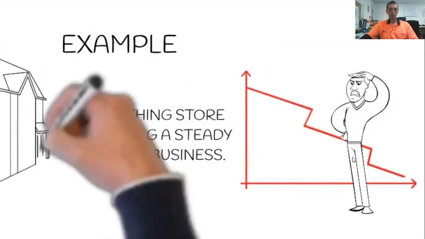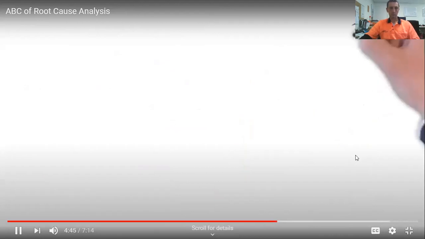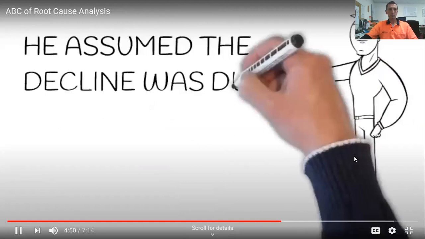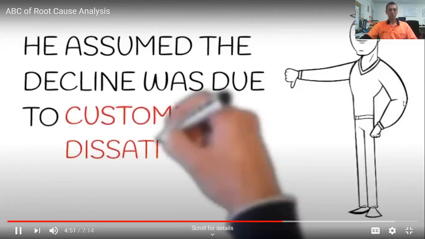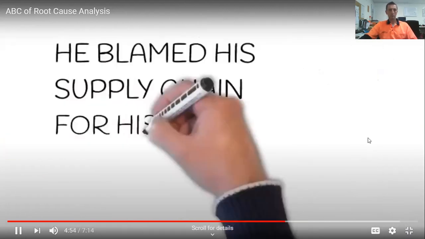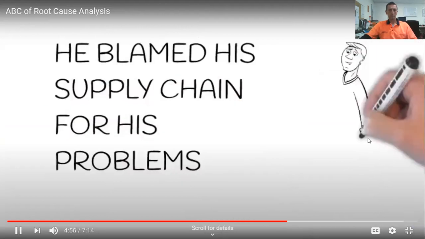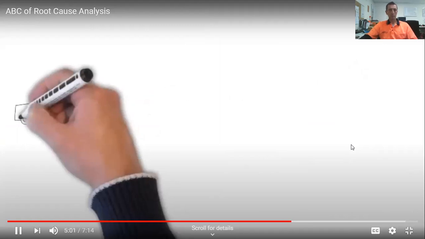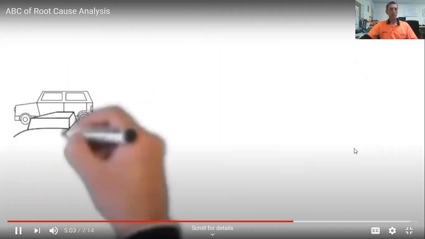Before the manager did a customer survey, he assumed the decline was due to customer dissatisfaction with the clothing line he was selling, and he blamed his supply chain for his problems. After charting the frequency of the answers in his customer survey, however, it was very clear that the real reasons for the decline of his business had nothing to do with his supply chain.